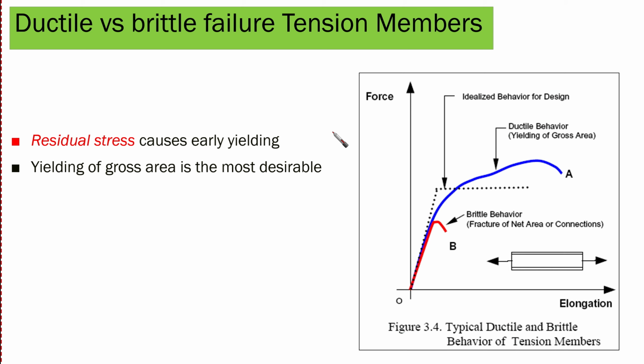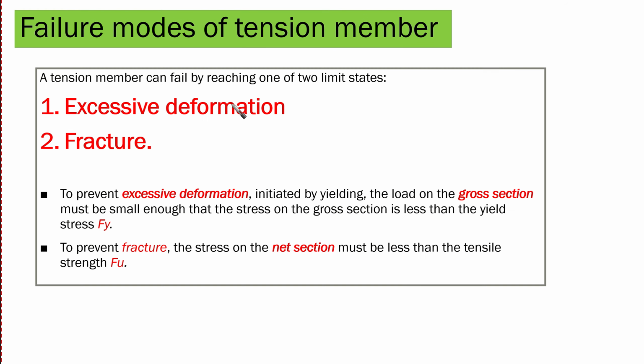Okay, now let's talk generally about the ductile and brittle failure of tension members. Here we have two limit states. If I ask you which one is going to be better, as a designer, you have the excessive deformation limit state and the fracture limit state. Which one are you going to select to say that you want your element to fail based on, excessive deformation or fracture? Just think for 1 or 2 seconds before answering.